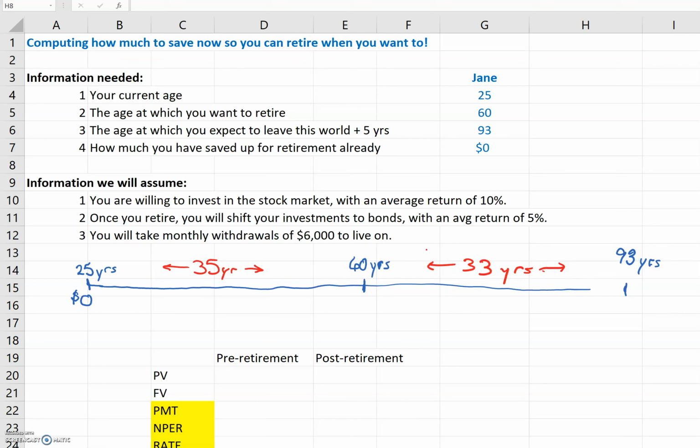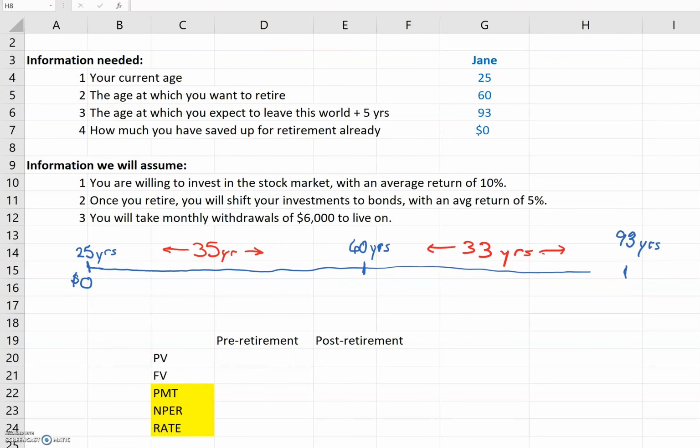So we are going to be doing two present value style equations to come up with the payment we need to pay every month from now till age 60 to be able to live comfortably after that. Pre-retirement, what do we know? We know that the present value is 0 because she has nothing. If she had $10,000, then the present value would be $10,000. But she has nothing, so we put 0 there for pre-retirement.